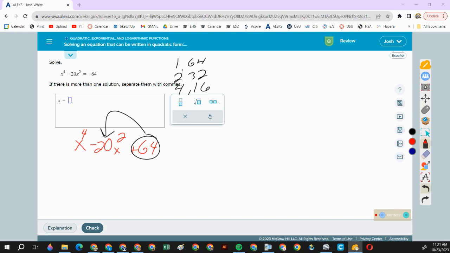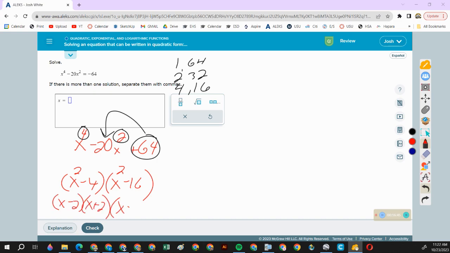So this is sort of a quadratic equation. The difference is instead of x minus 4 and x minus 16, it's going to be x squared minus 4 and x squared minus 16. Will either of those factor any further? Both of them. X minus 2 and x plus 2, x minus 4 and x plus 4. All right, that is it for 3.2.